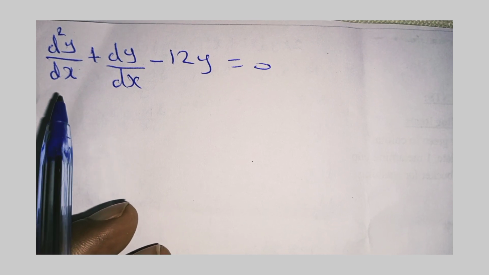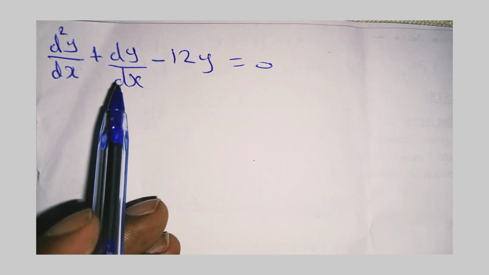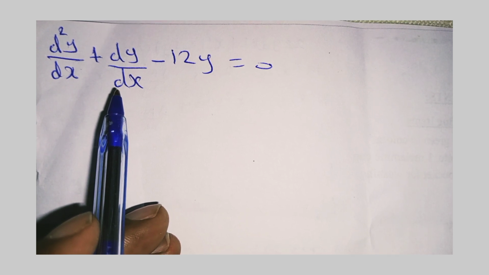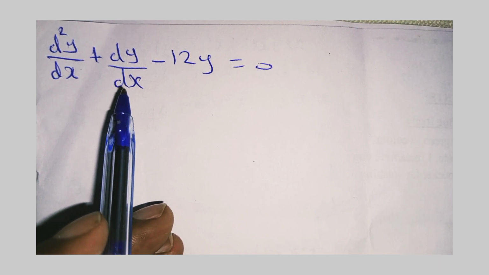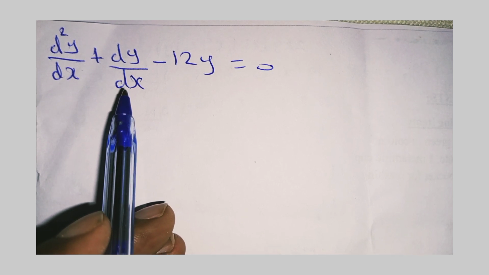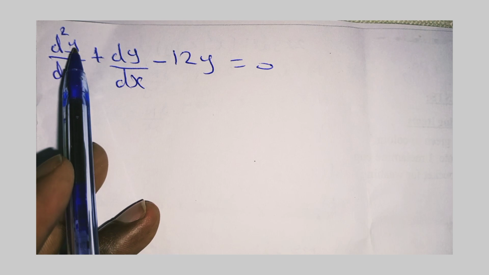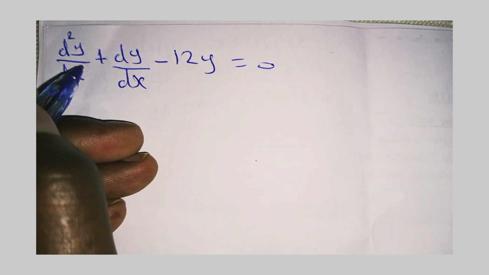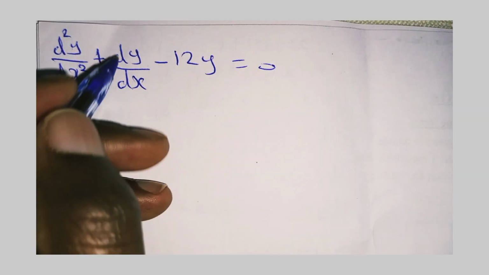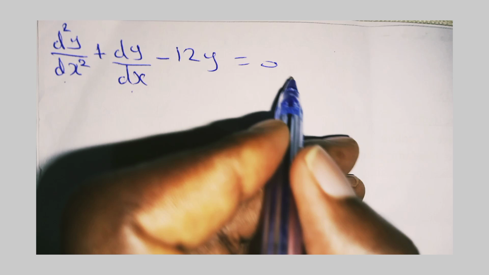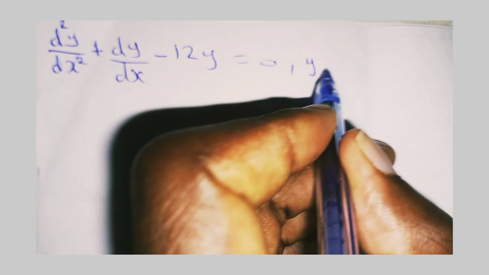We are looking at the linear difference equation with constant coefficients. Today's focus is an equation whereby the roots are real and distinct. We are given the second derivative of y with respect to x plus the first derivative of y with respect to x minus 12y is equal to 0. So we expect our solution to be of this form.